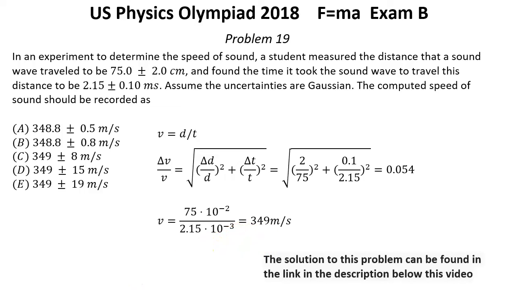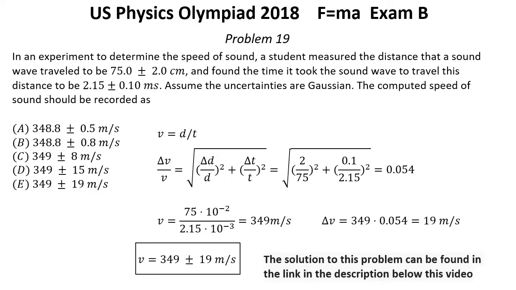And now we can calculate dv. That will be 19 meters per second. And the final answer is 349 plus or minus 19 meters per second, which is answer E. That was the solution for problem number 19.